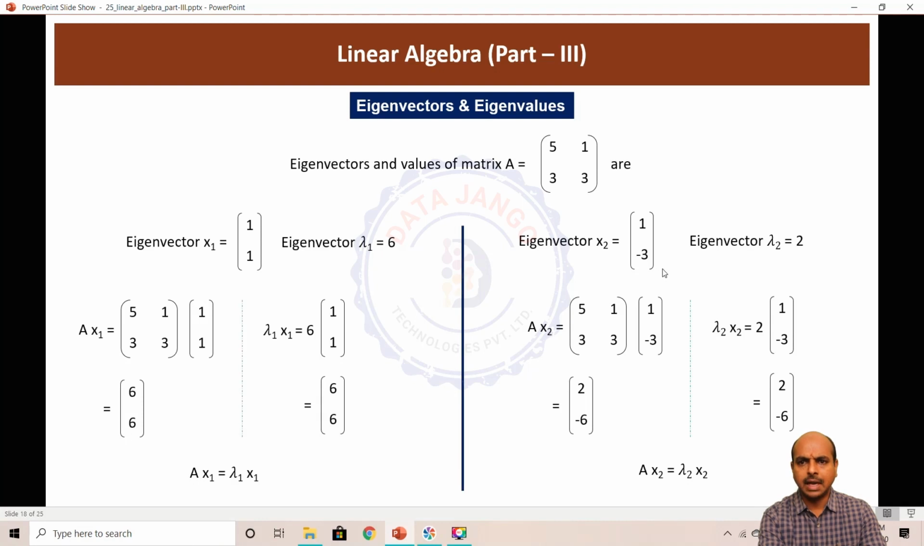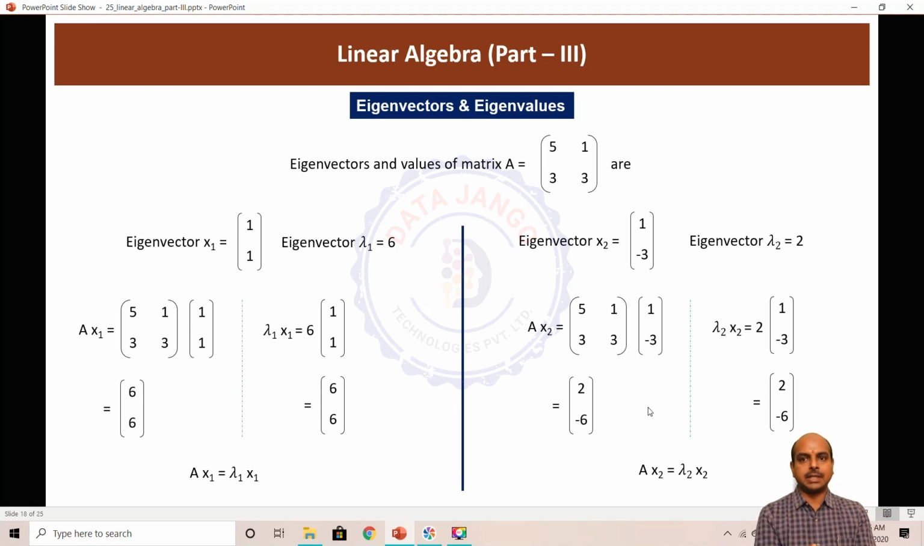Similarly, I found another eigenvector and another eigenvalue. If you multiply 1 minus 3 with the matrix, I got 2 minus 6, and if I multiply lambda 2 with 1 minus 3, I have got 2 minus 6. So right hand sides are equal, left hand sides are equal. So I have got Ax2 is equal to lambda x2. So x2 is also an eigenvector and lambda 2 is an eigenvalue.